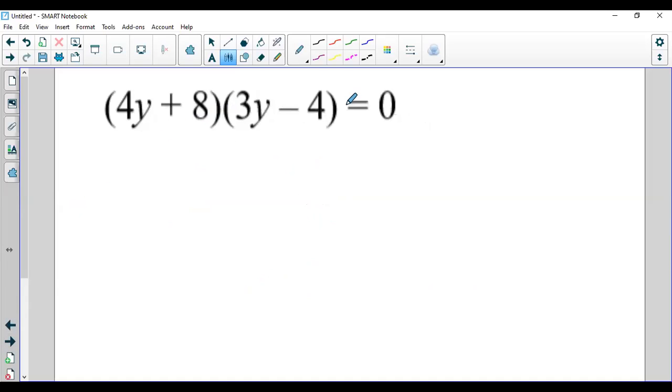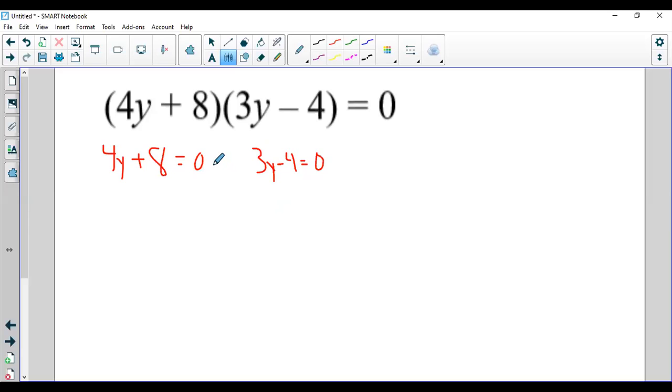Also pre-factored, but now there's all kinds of coefficients and stuff. Just want to work this one out for you. It already equals 0, that's good. So that means that one of these two parentheses has to have an answer of 0 to make a product of 0. So I'll make my two equations. 4y plus 8 equal to 0, or 3y minus 4 equal to 0.